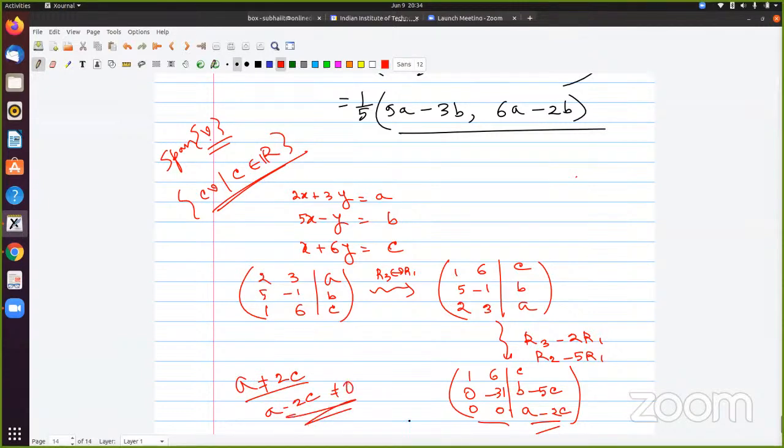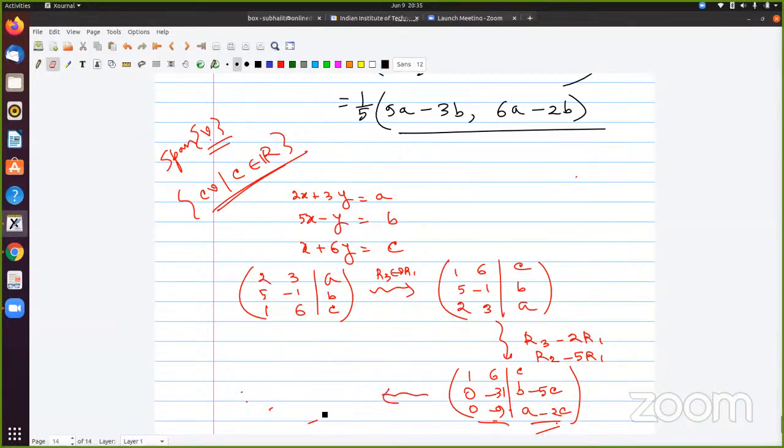Then the last row equals some non-zero number. Hold on, madam, I think the last row is wrong. What should be there? I think it should be minus 9, not minus 3. Okay. So what should that be? This is minus 9, right? This is correct, right? Yes, minus 3.